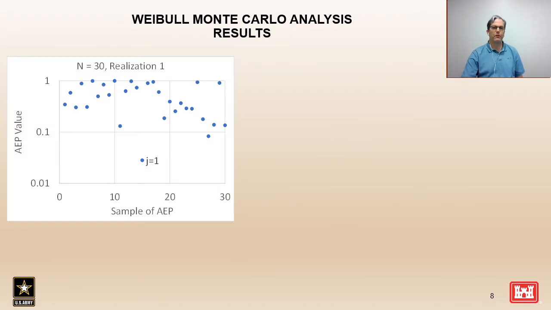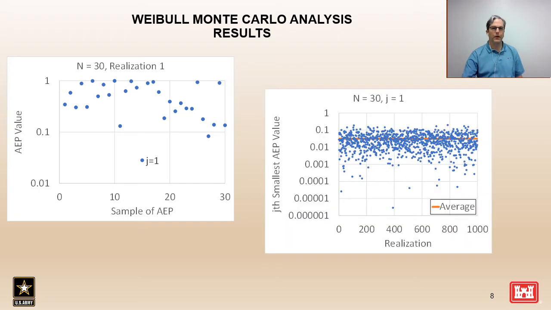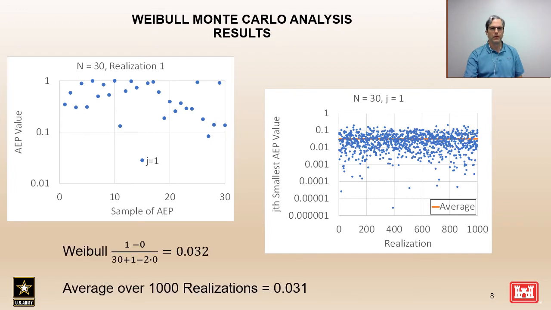Here's a look at the results of a Monte Carlo analysis for a sample size of 30. So in this analysis, we generate 30 random samples of AEP, and we record the smallest AEP value. That's the result for one realization. We then repeat this process for 1,000 realizations, recording the smallest AEP from each realization. We can then calculate the average of these smallest AEP values over all of the realizations and report that number.